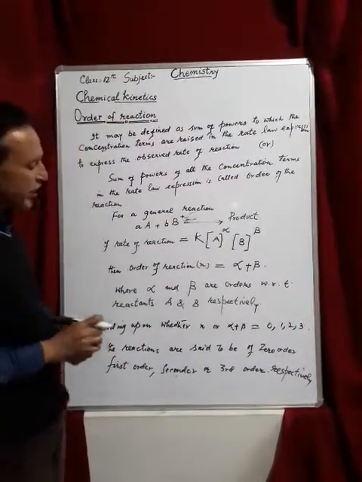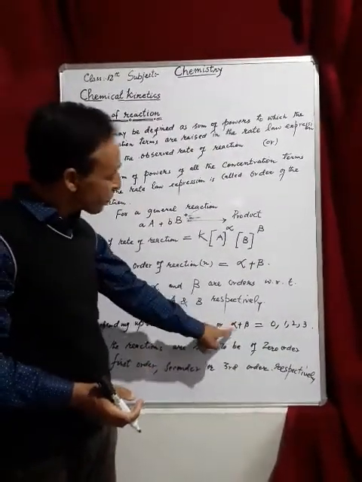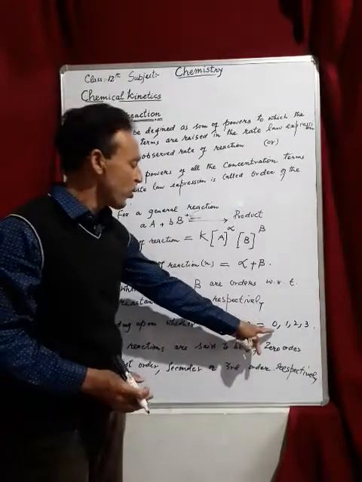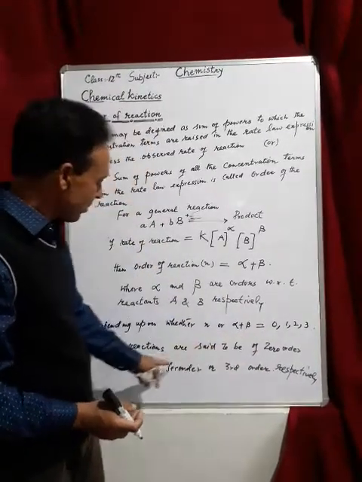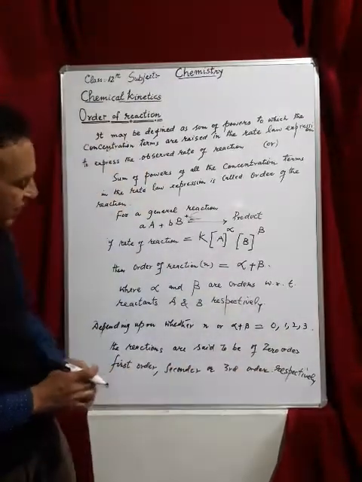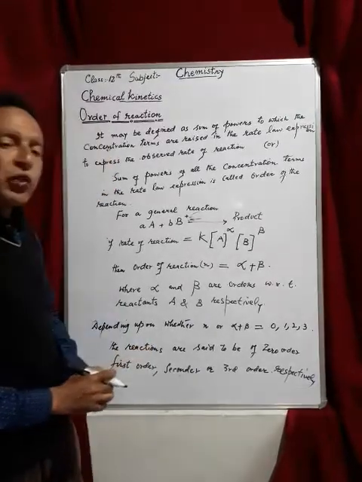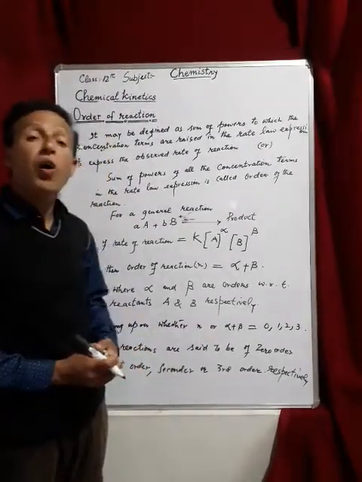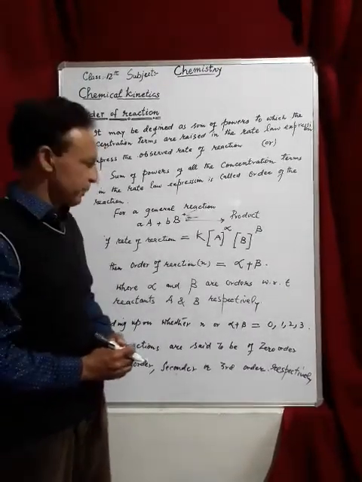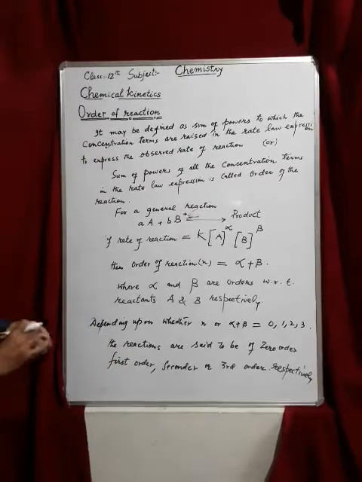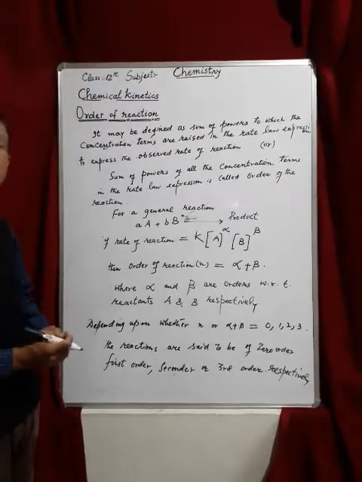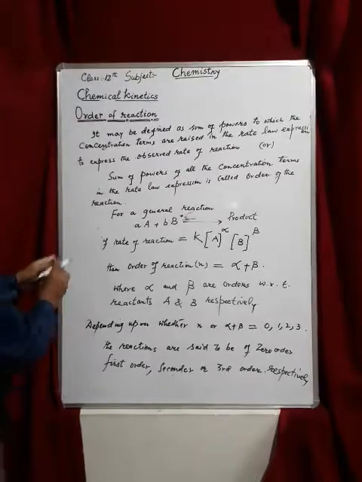So we can determine the order of the reaction that will depend upon the values of alpha plus beta. If alpha plus beta is equal to 0, the reaction is of zero order. If it is equal to 1, it is the first order reaction. If it is 2, second order reaction. If alpha plus beta is 3, then it is third order reaction. A reaction can even be of fractional order, in which the value of alpha plus beta is a fraction. So this was all about order of the reactions. Now we will take the examples of the order of the reactions separately.